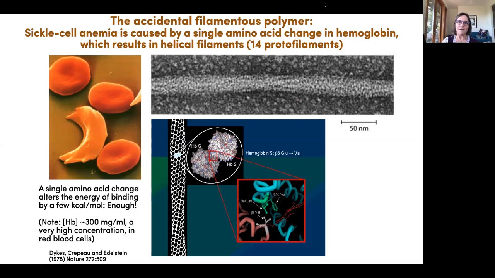So I talked about this at office hours a couple of weeks ago, but I thought it was worth talking about more broadly. So this is a case of an unintentional filament but it happens to cause a disease. So this is hemoglobin. And normally hemoglobin, which is the protein that carries oxygen and iron in cells and in the bloodstream, is not a filament, but it's present at extremely high concentration in red blood cells. So like 300 mg per mil is a mind-blowingly high concentration.